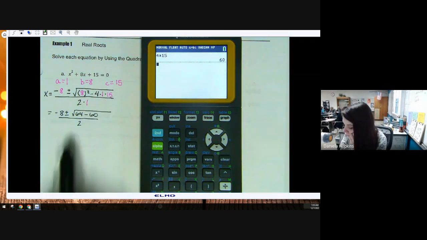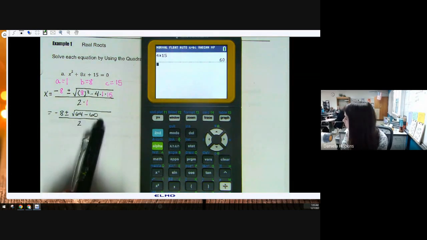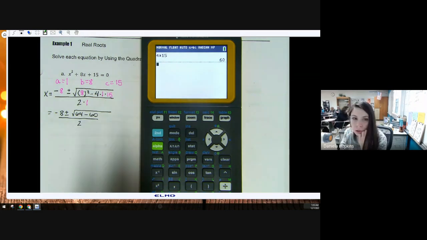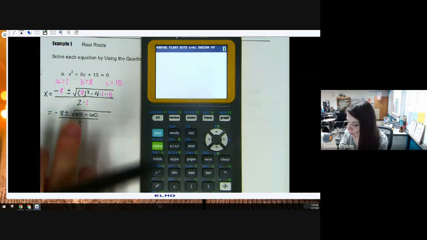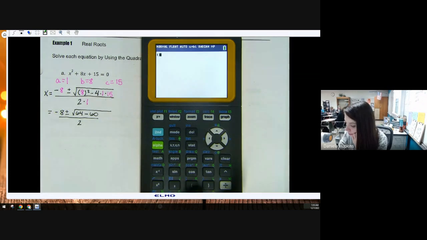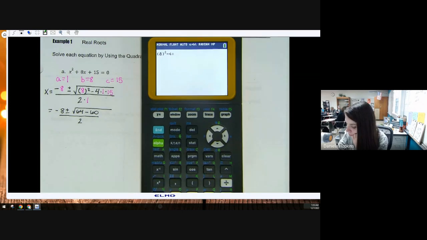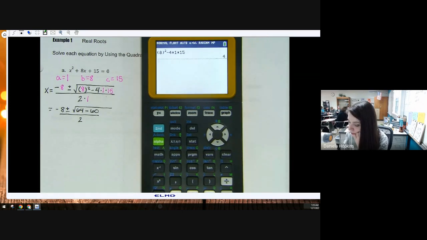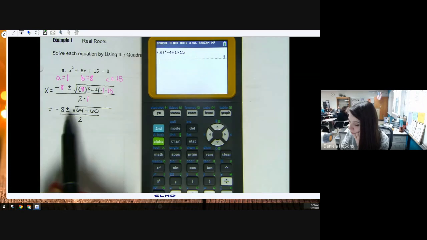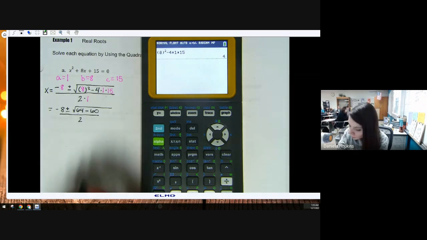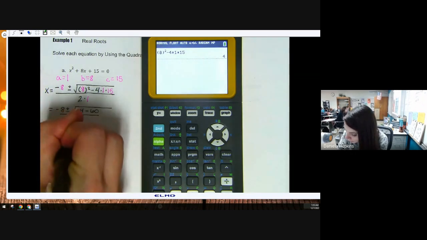Now this is how I'm always going to break it up in the notes and in my work. But for the record, you could take your calculator and type this inside part in just how you see it: parenthesis 8 squared minus 4 times 1 times 15. If you type it in that way, it's going to give you 4. And we see 64 minus 60 is 4. So you're welcome to type it in like that as well.